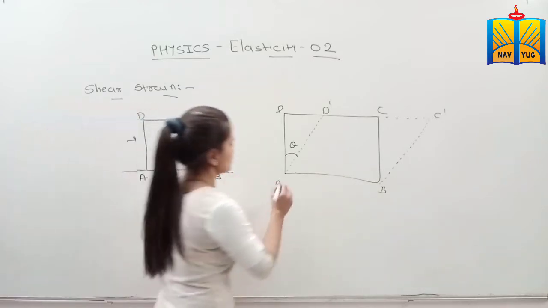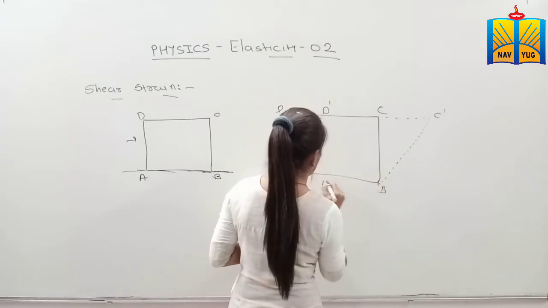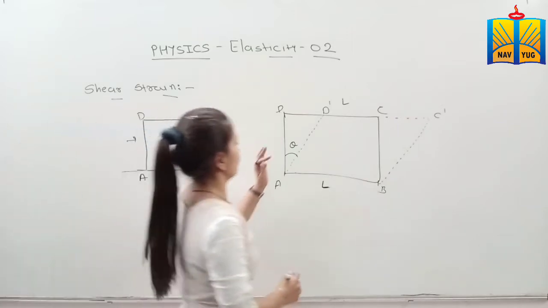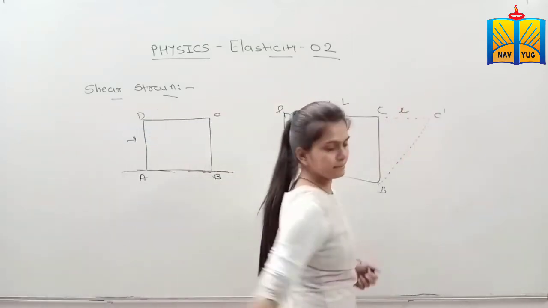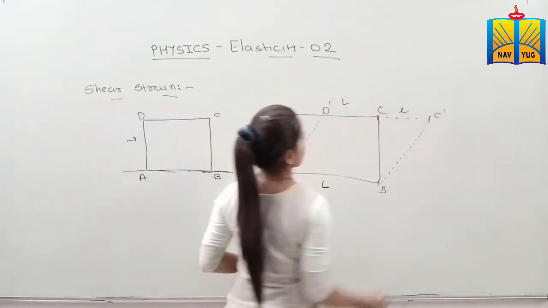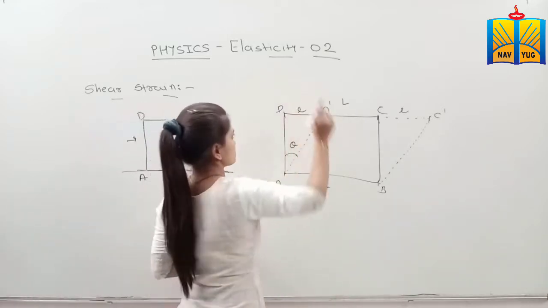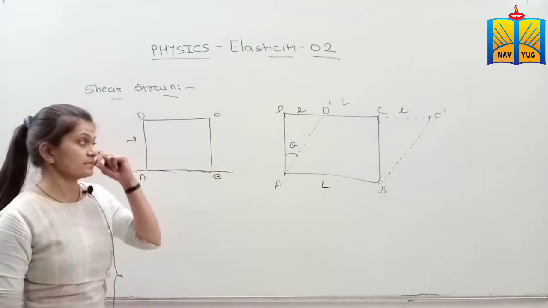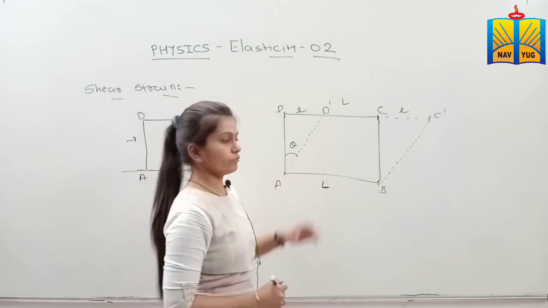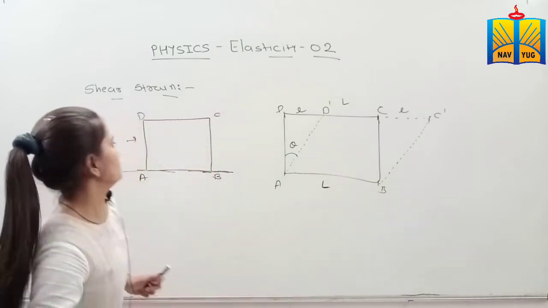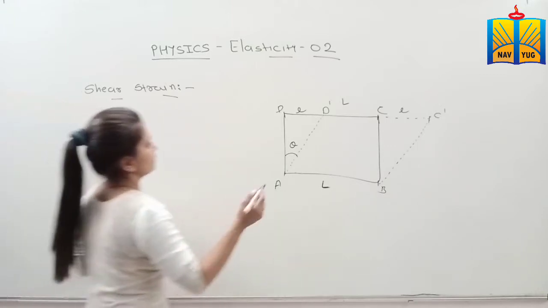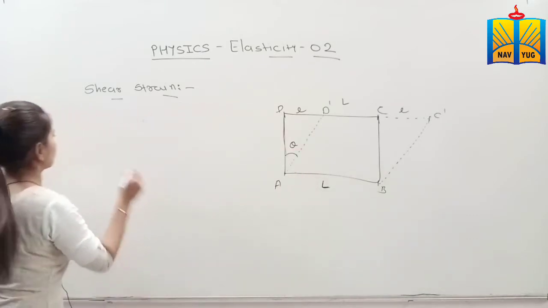Okay. Suppose this AB has a length L, capital L. So CD also has a capital L length. Now suppose the displacement is small l. If this one is small l, we can say this one is also small l. Okay, and this is called shear strain. Now if we want to find the strain, what to do? The equation here is tan theta. To find the shear strain, we need to find tan theta.